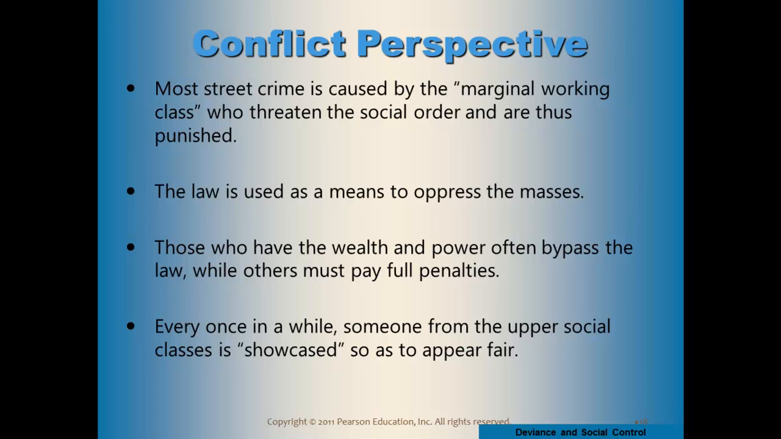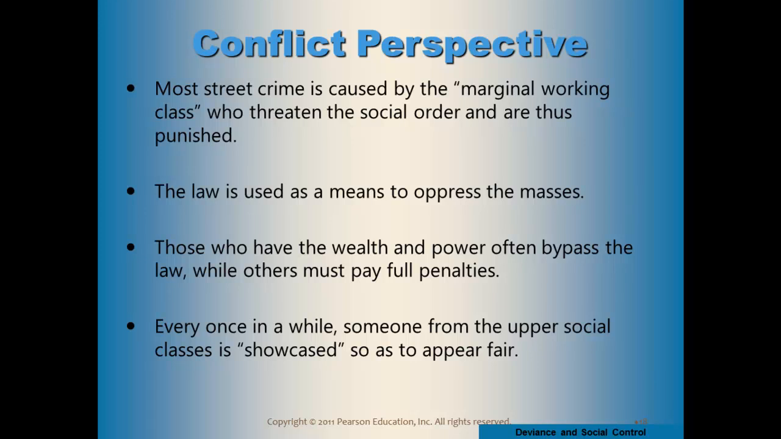This is the group that the conflict perspective believes commits most of the street crime, and so we as a society punish those individuals and that behavior when it occurs because we feel most threatened by them. And it is the law that, conflict theorists would say, is used by society to oppress these individuals. Those who have wealth and power sometimes have a tendency to bypass the law, an example again of the white collar crime we were talking about earlier. Others have to pay full penalties.